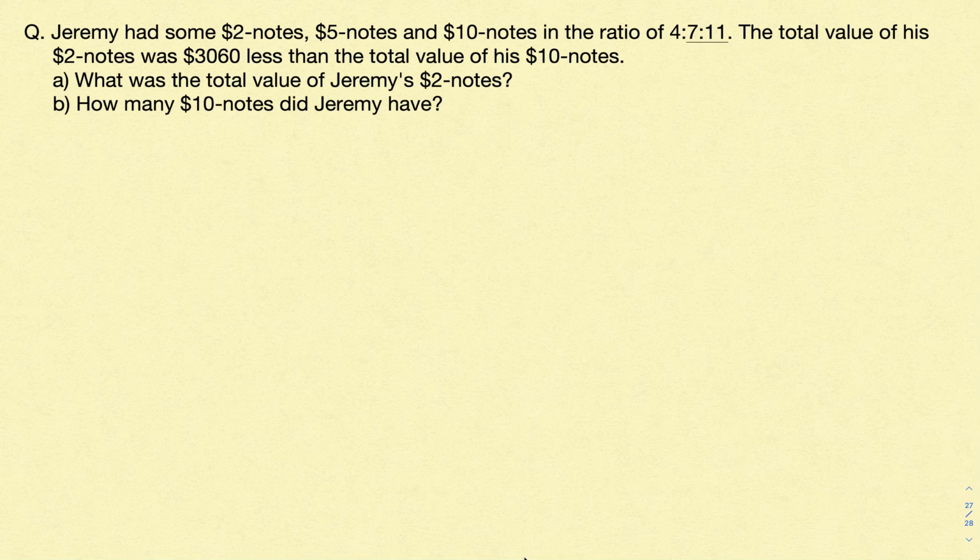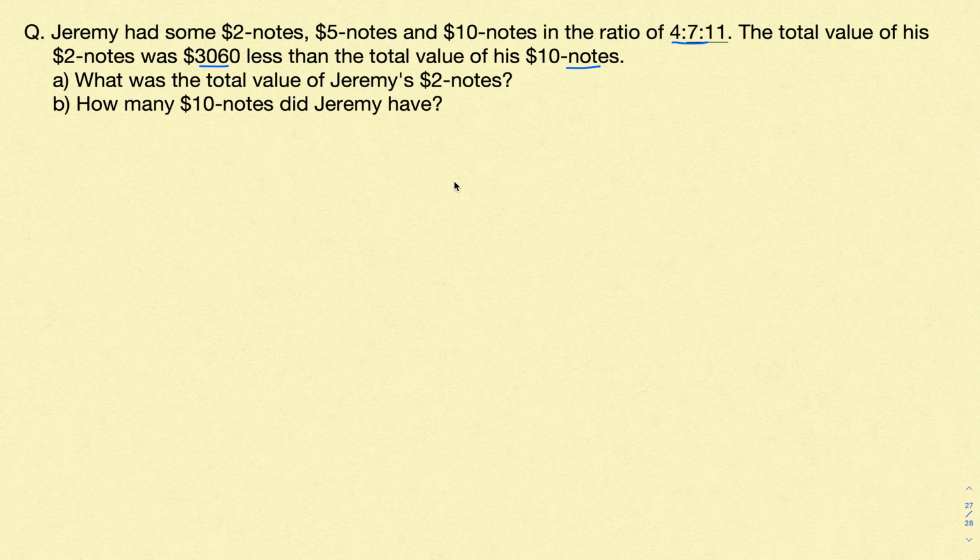So let's do another interesting word problem on whole numbers. Let's read the question first. Jeremy had some $2 notes, $5 notes and $10 notes in the ratio of 4:7:11. The total value of his $2 notes was $3060 less than the total value of his $10 notes. Part A of the question is, what was the total value of Jeremy's $2 notes? And part B is, how many $10 notes did Jeremy have?